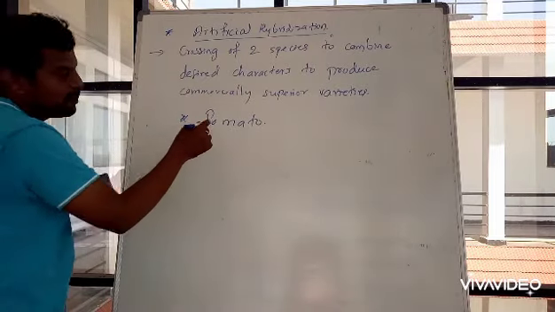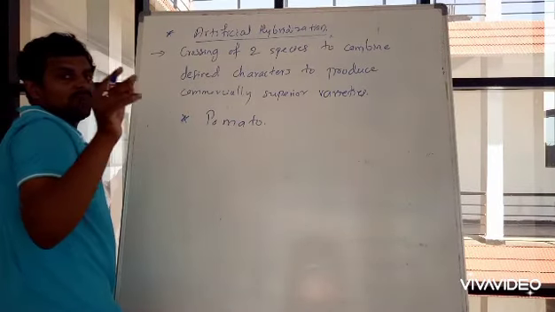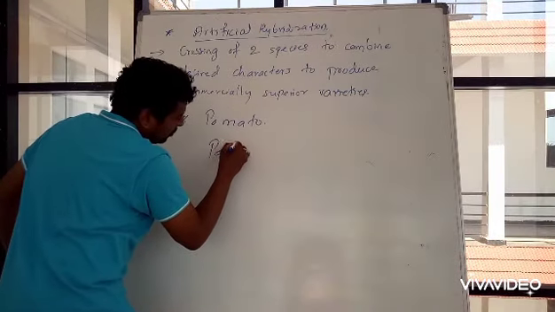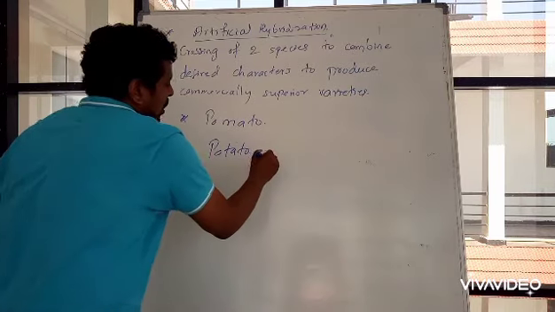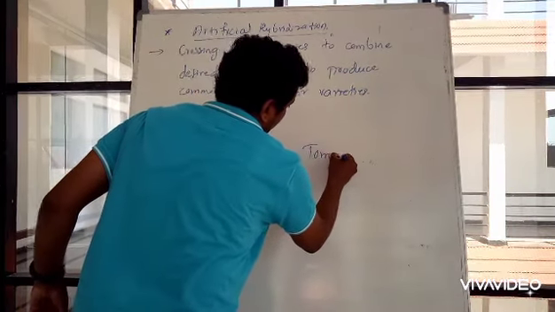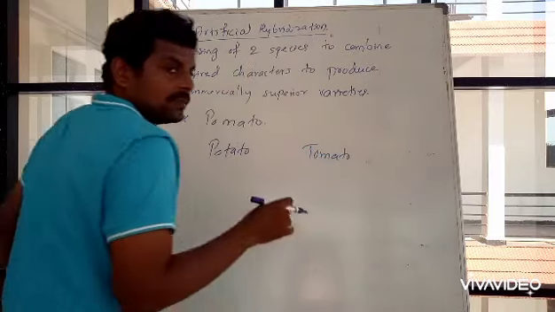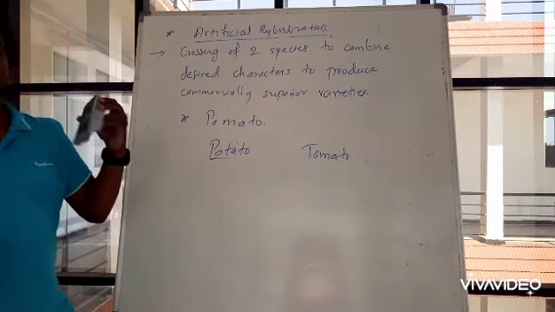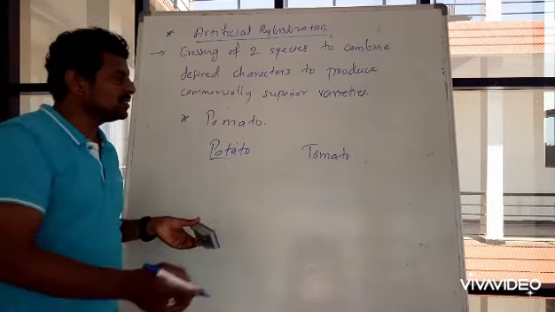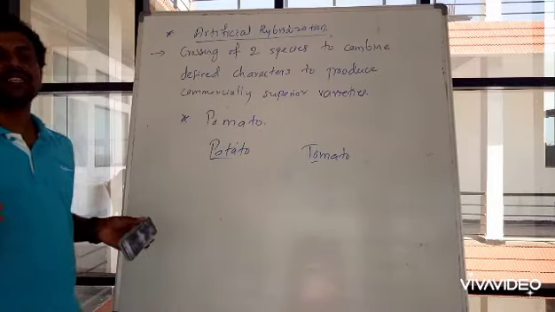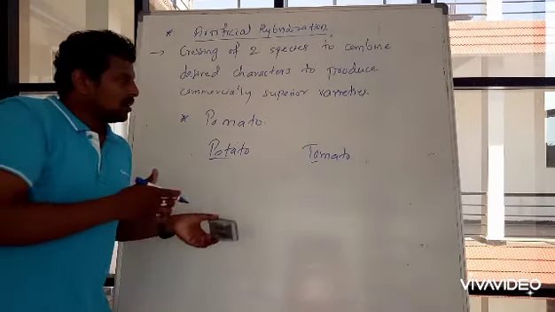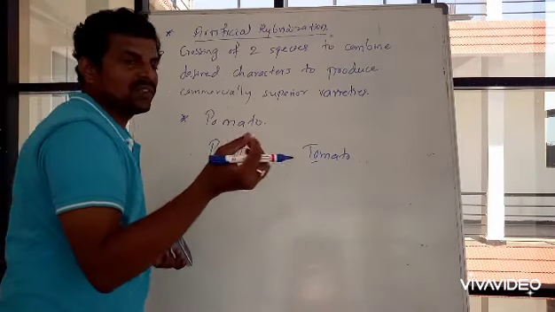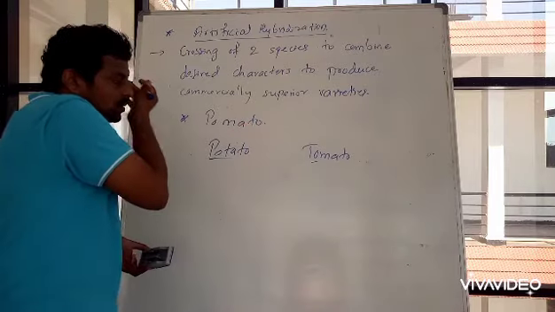Tomato means it's a hybrid variety which is produced by mixing two types of characters of potato and tomato. If you have seen the potato, it will not be having seeds, whereas the tomato will be having seeds. Now, we use tomato for a variety of purposes, because of its taste and its color.